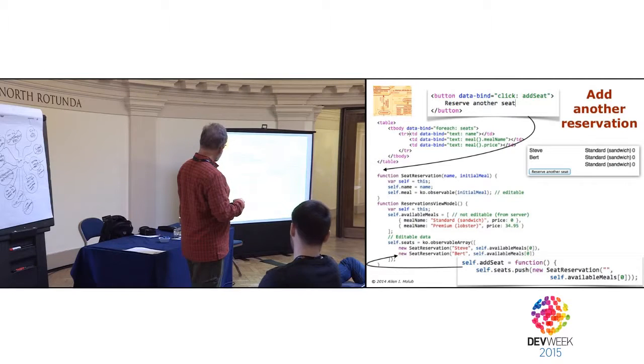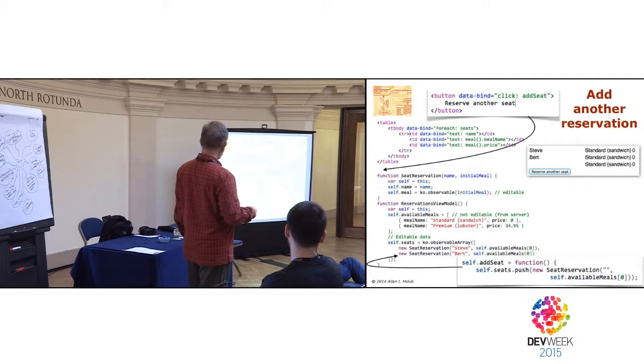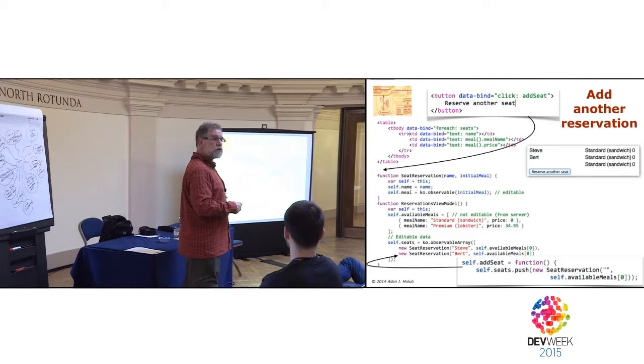So what I'm saying here is I want this button bound to the add seat method. Here's the add seat method, which is a function which is going to push a new element into the array with a value of no name at all, right? That's why there's no name here. And available meal sub 0, which is our standard sandwich. And because all of this is happening with bindings, all of these other bindings that we're talking about will activate as a side effect of changing the array. In other words, this for each binding is going to know that the array has just changed and deal with it.